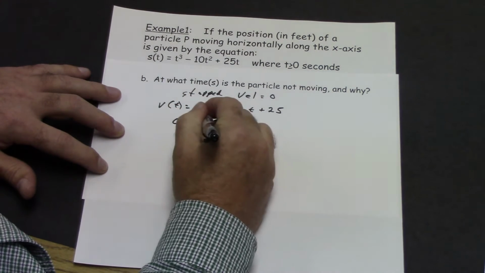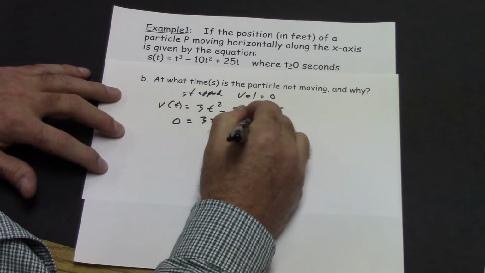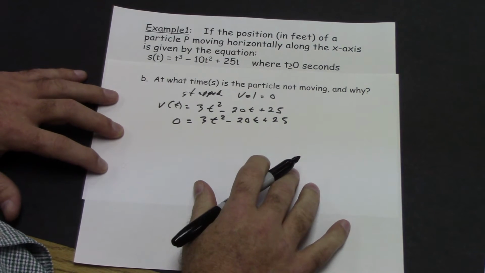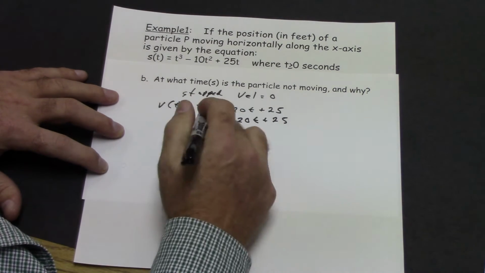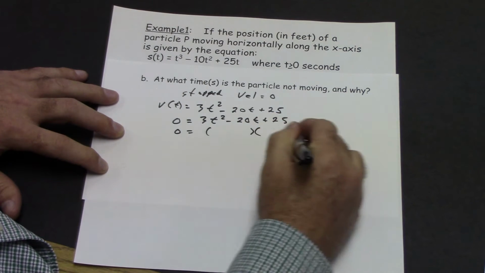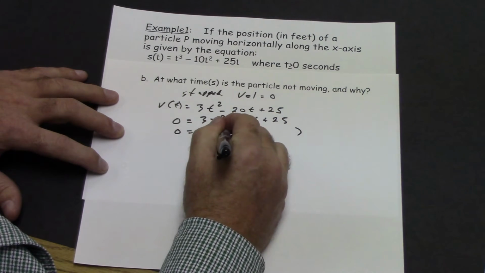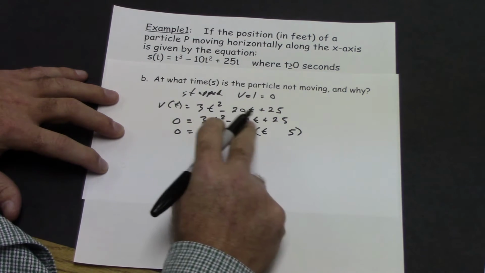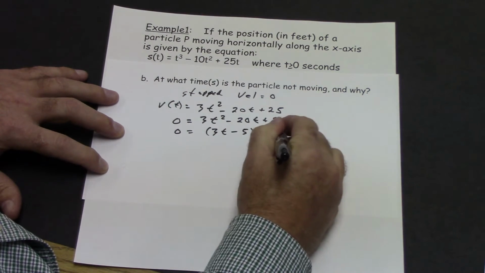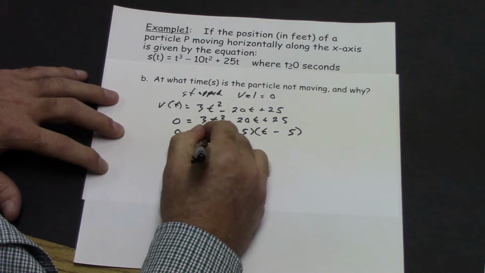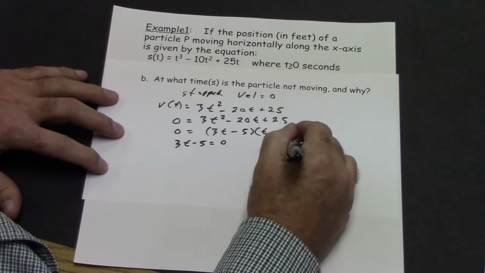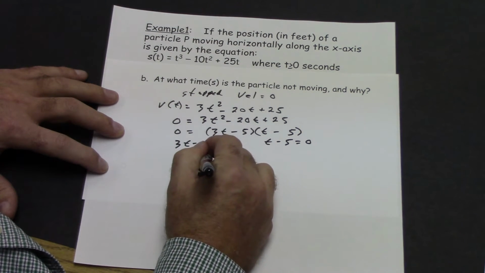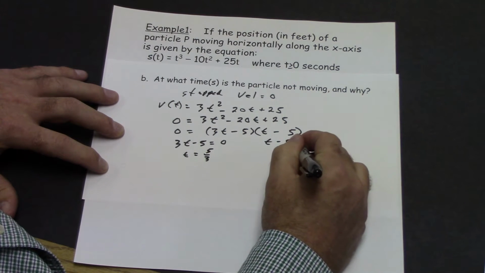So this is our velocity equation. Now let's set the velocity equal to 0. That gives us 3t squared minus 20t plus 25 equals 0. Now we just solve this for t. There are no common factors, so this is a trinomial. Let's see if it can be solved by factoring. 3t squared will factor as 3t and t. 25 will factor as 5 and 5. The signs are both going to be minus. So we get 3t minus 5 equals 0 and t minus 5 equals 0. That means t is equal to 5 over 3, and t is equal to 5 seconds.